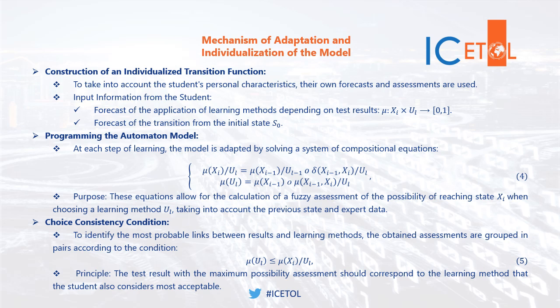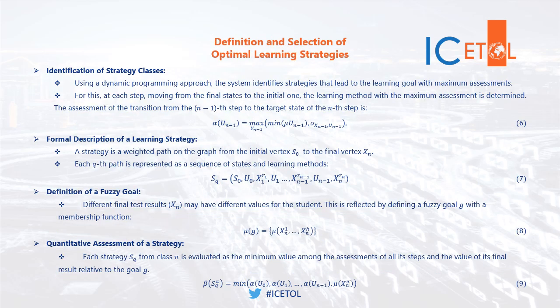It is this mechanism that allows for the identification of the most robust and probable connections between test results and learning methods for each student individually. Now that we have an individualized model, we can utilize it to search for and select the optimal learning path. This slide is dedicated to how the system defines and formally describes learning trajectories or strategies.